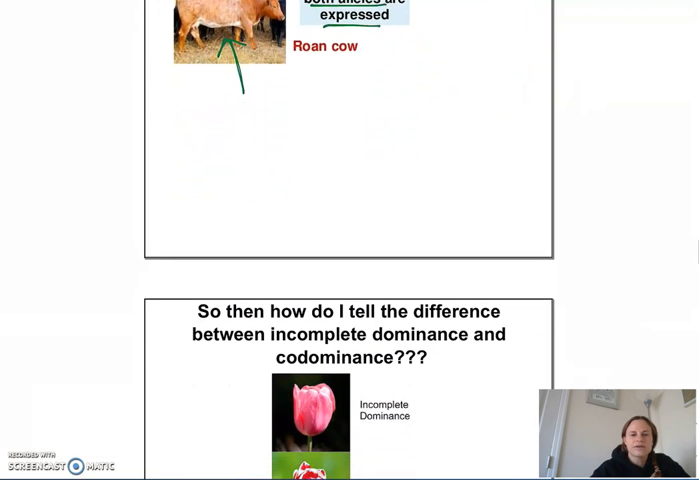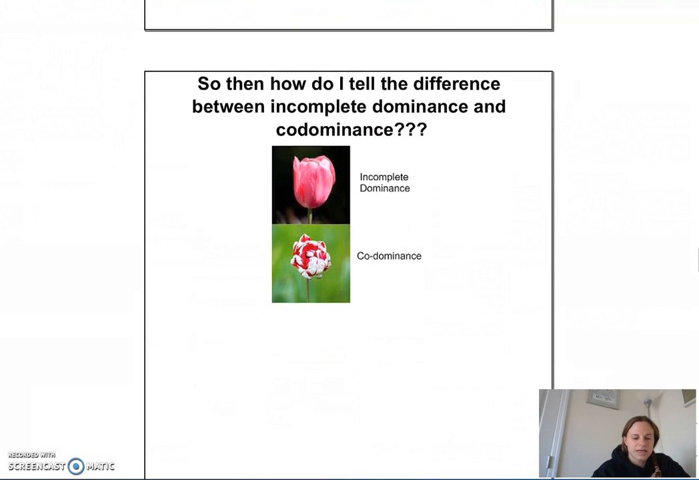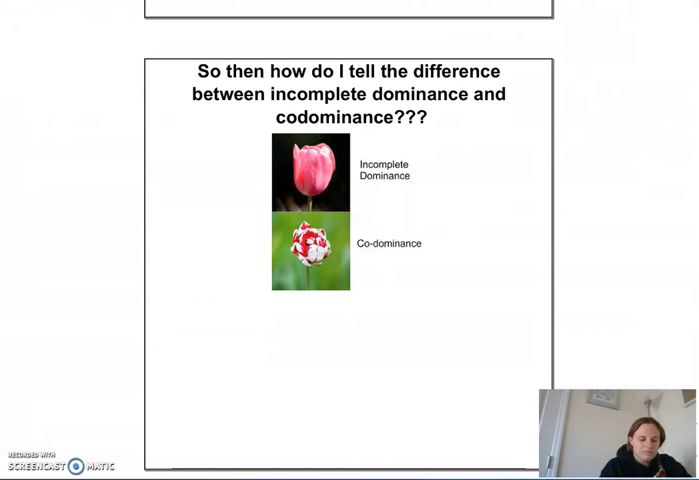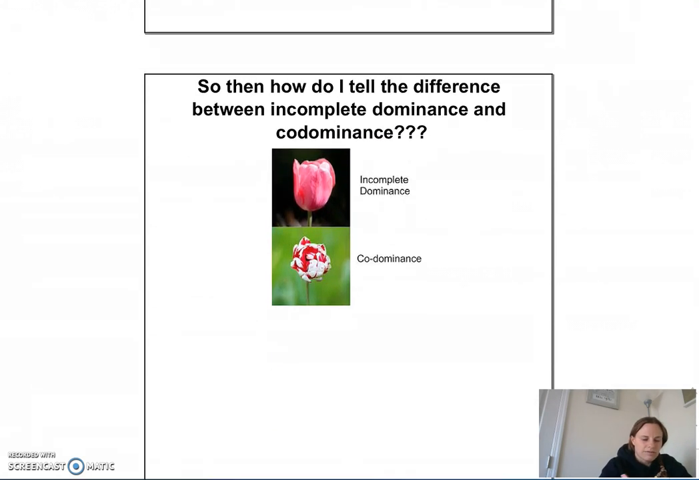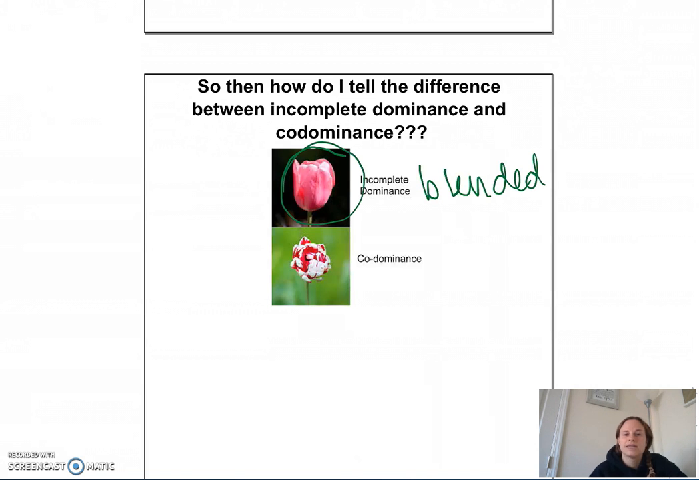So how do you tell the difference between incomplete dominance and codominance? With incomplete dominance, I get a blended effect. I get that third phenotype that gives me a blended effect in the offspring of the parents. Whereas in codominance, I express both of the parents' alleles. So for example, if my parent had red and white alleles, in codominance, I'm expressing both of those red and white alleles.